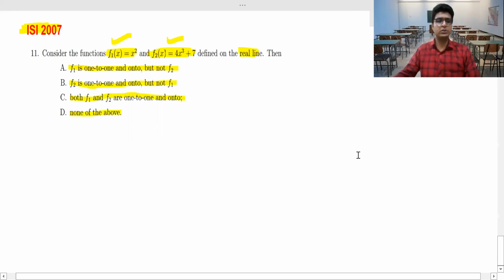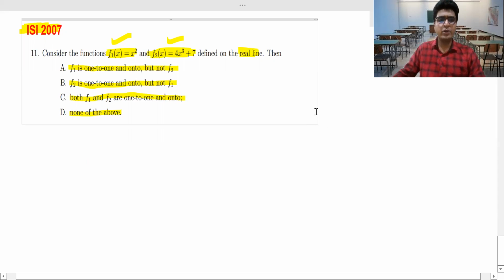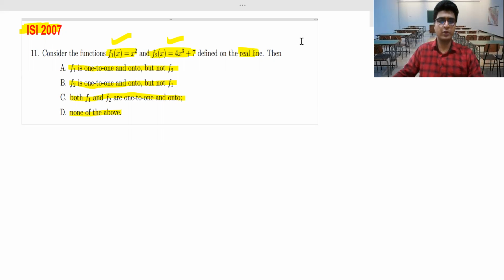Before looking at the solution, you can just pause the video. If you are looking at it on YouTube, then pause it, try it on your own, and then you can confirm your answer by looking at the solution.